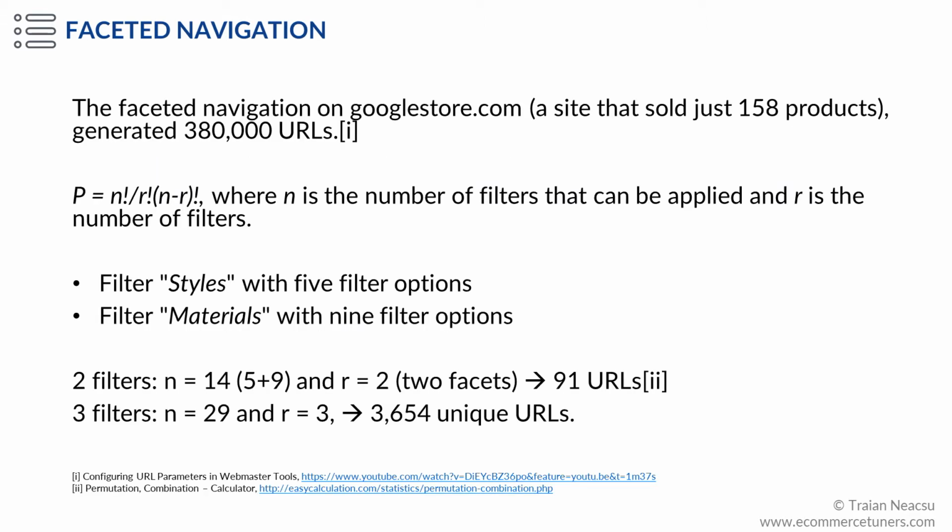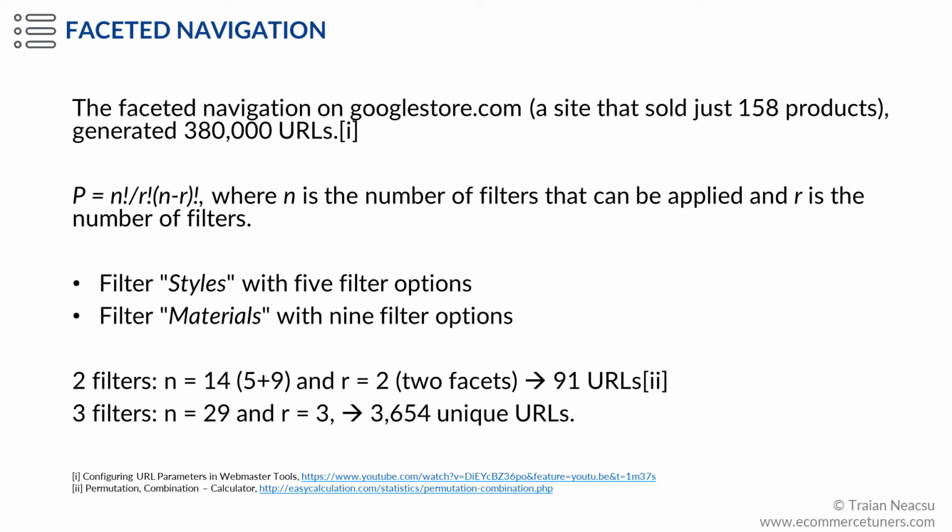There's no better example of how filtering can create problems than the one offered by Google. The faceted navigation on googlestore.com, alongside other navigation types such as sorting and viewing options, generated 380,000 URLs. And this was a site that sold just 158 products.